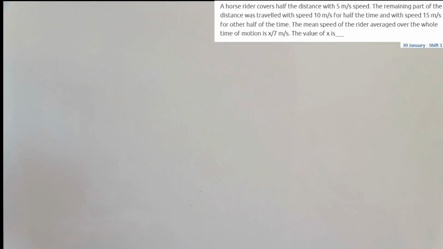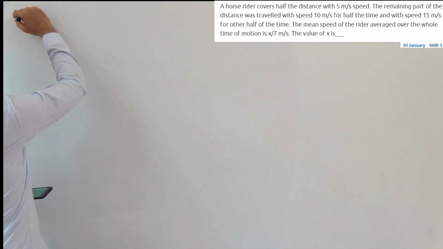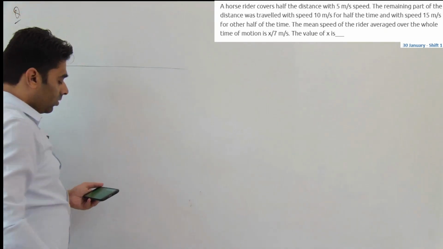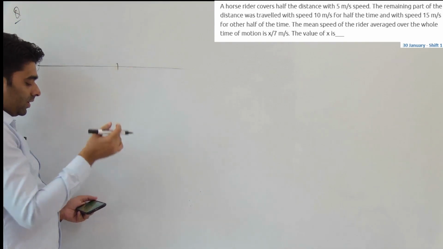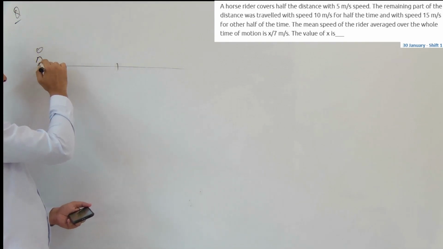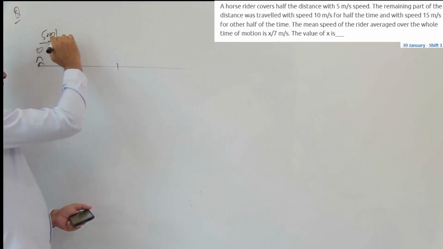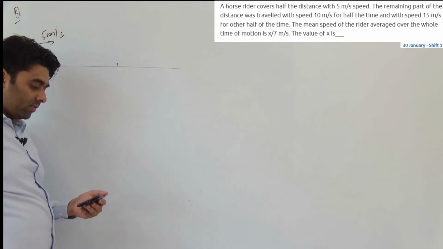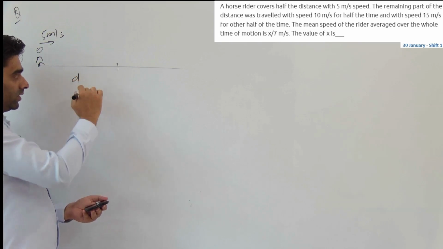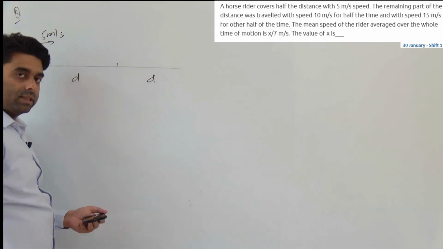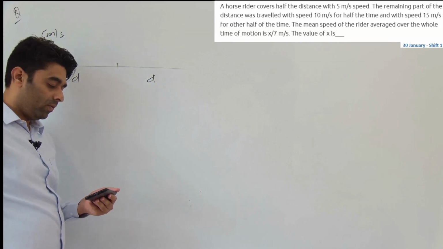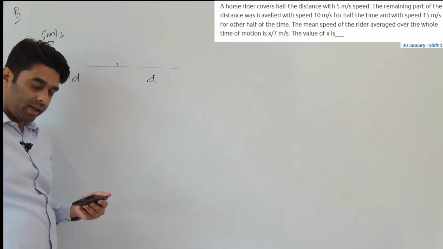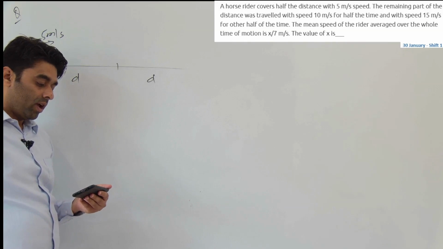So our next question is, a horse rider covers half the distance with 5 meter per second. The remaining part of the distance, so let's call this half as D and the remaining other half as D. The remaining part of the distance was traveled with a speed of 10 meter per second for half the time and 15 meter per second for the other half of the time.